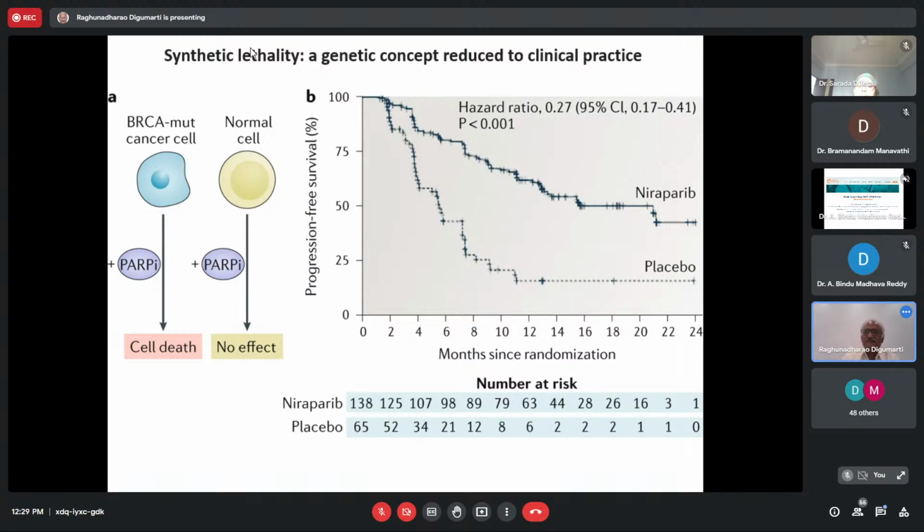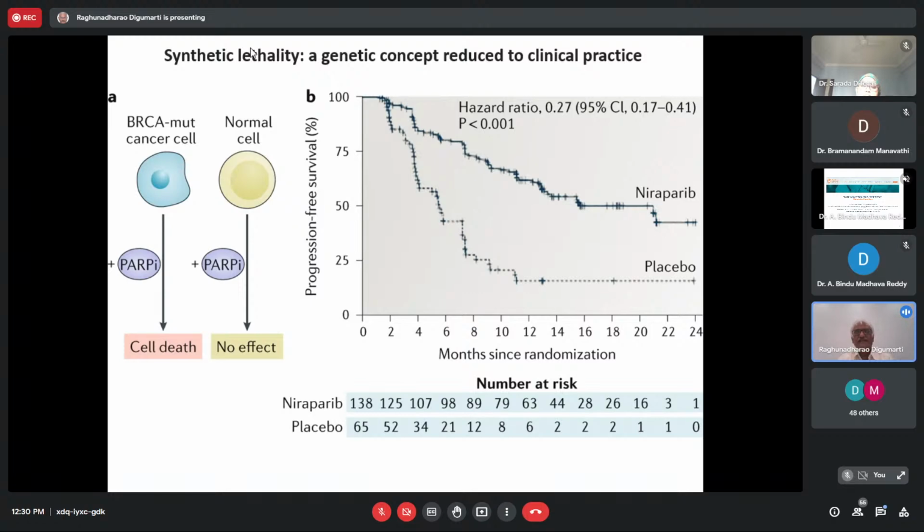So this is the way you have developed olaparib, rucaparib, and niraparib in the clinic, and it is highly effective because we now know that you do not need to have an inherited BRCA mutation for this treatment to be effective.